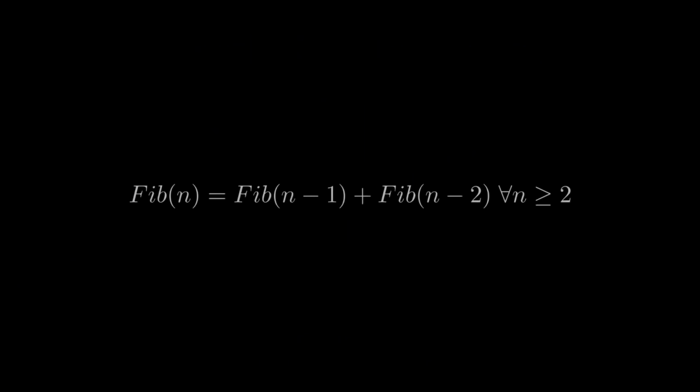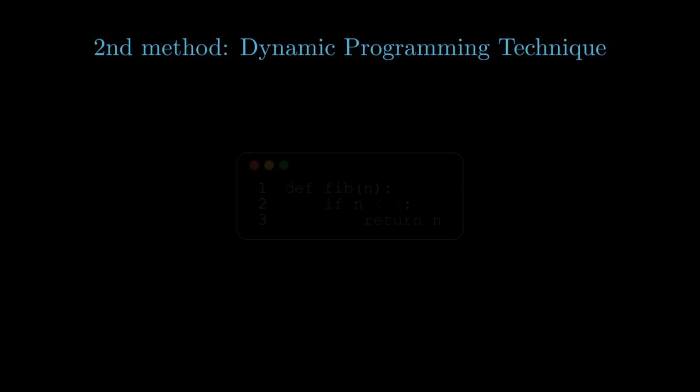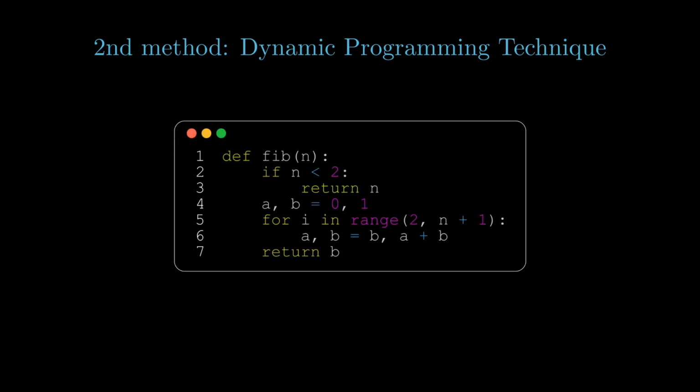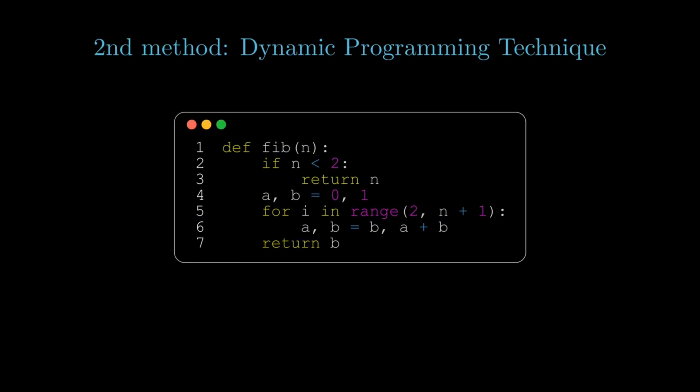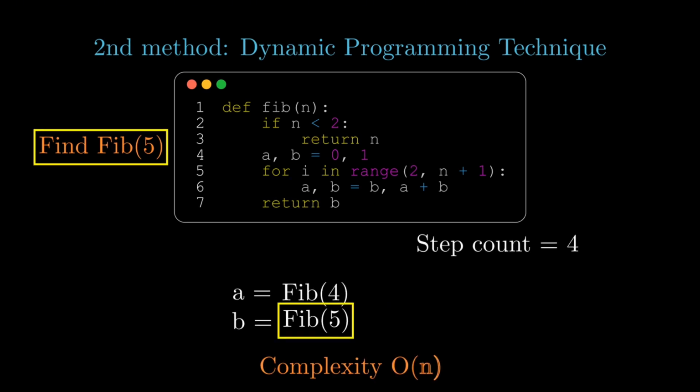To fix this, we use dynamic programming. Instead of recomputing, we store results iteratively. Starting with fib of 0 as 0 and fib of 1 as 1, each new term is calculated by summing the last two. For fib of 5, we need only 4 steps. This method has a linear time complexity of O(n), making it far more efficient.